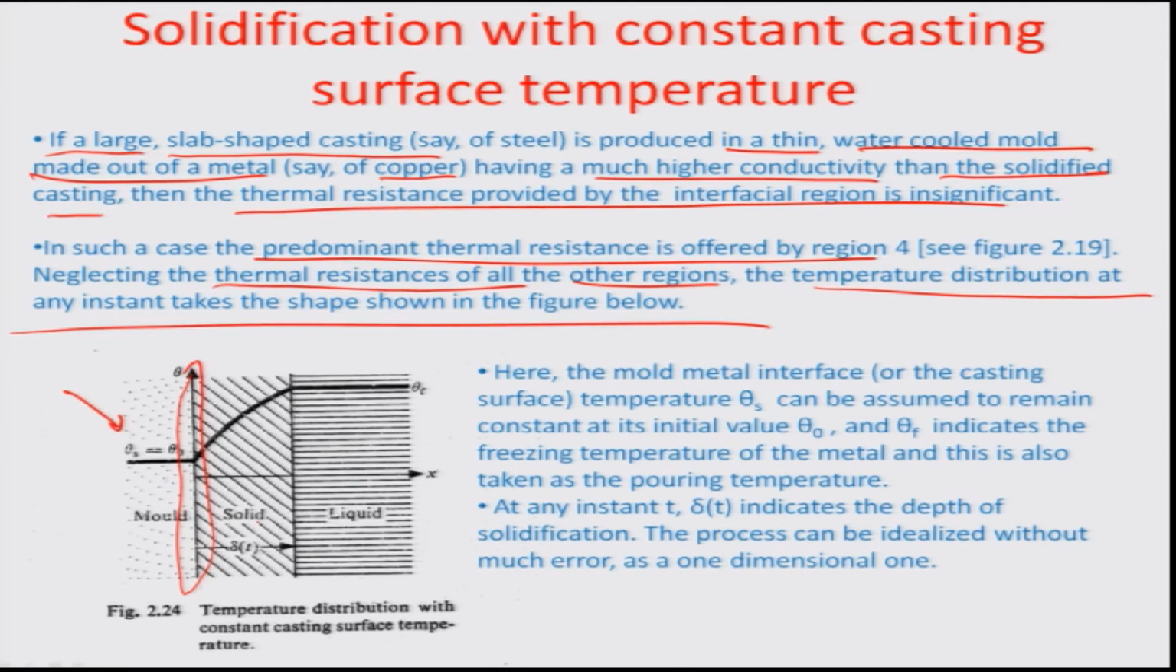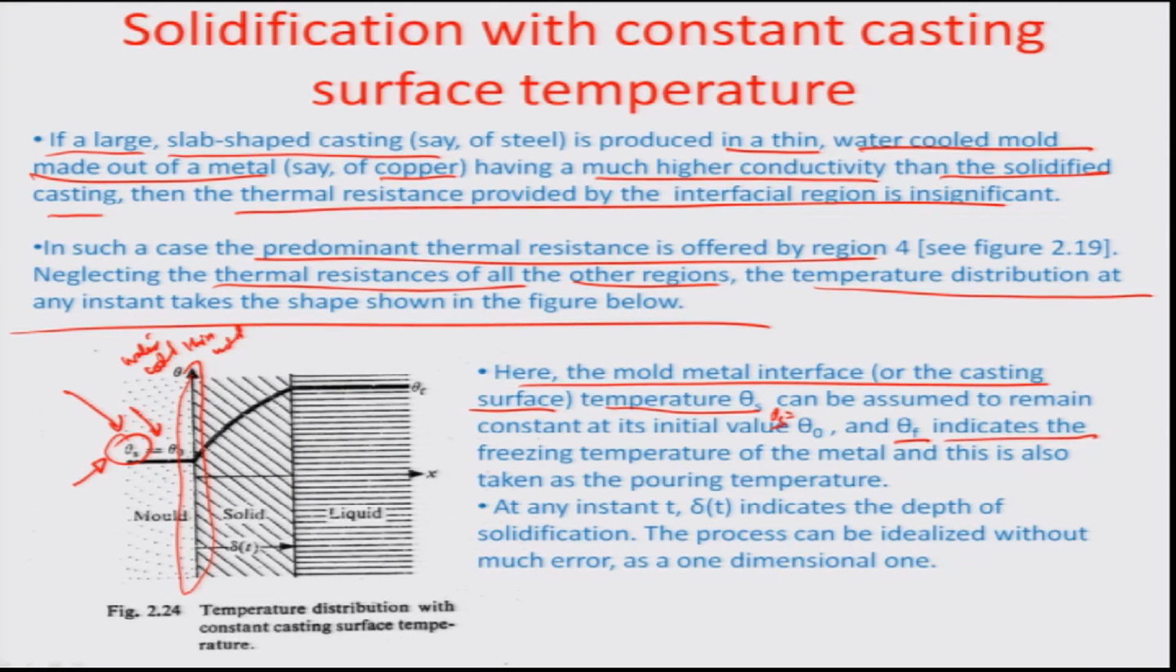Okay. So here the mold metal interface or the casting surface temperature theta s, which is theta 0, can be assumed to remain constant in time, particularly because the mold is also water cooled. Okay. So you have a completely water cooled thin mold. So obviously there is going to be a constancy of the surface temperature of this particular metal. So let us assume that surface temperature to be theta s equal to theta 0. Okay. And let us also assume the freezing temperature to be theta f, which is not different than the pouring. So pouring and freezing are the same.